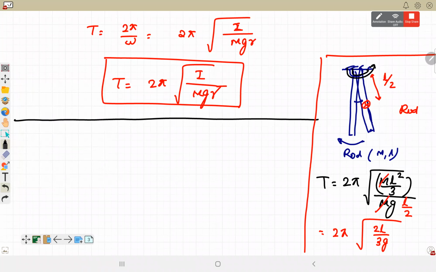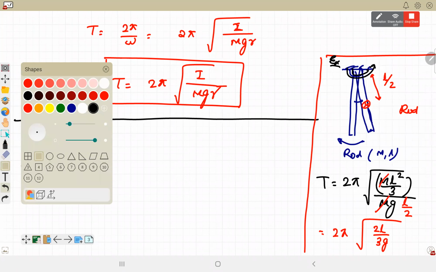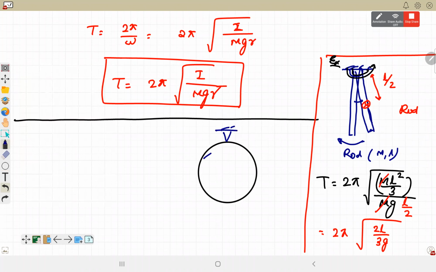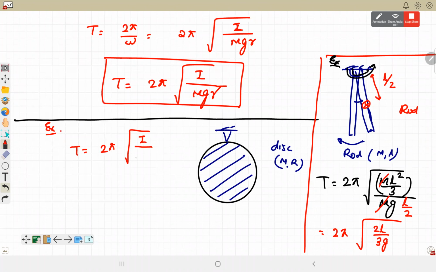Find the time period of oscillation of a disk. Suppose there is a disk of mass m, radius r. Find the time period of SHM of this. You have to apply that formula directly. No need to derive or something. T is equal to 2 pi root I upon mgr. I about this axis, so you have to be careful.